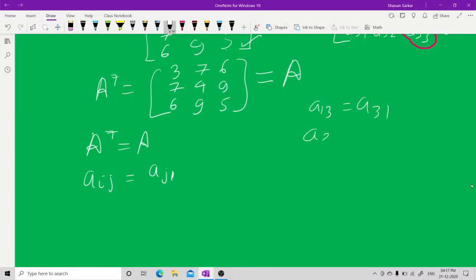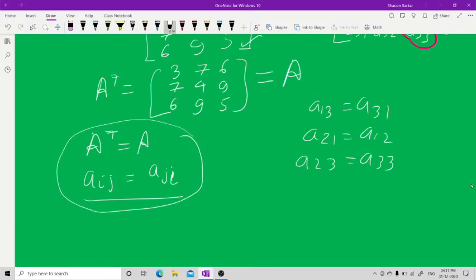Then A21 will be equal to A12. Then A23 will be equal to A32. That means the off diagonal elements will be the same that way. That is, Aij should be equal to Aji. This is the idea behind a symmetric matrix. This rule you must follow while designing a symmetric matrix.